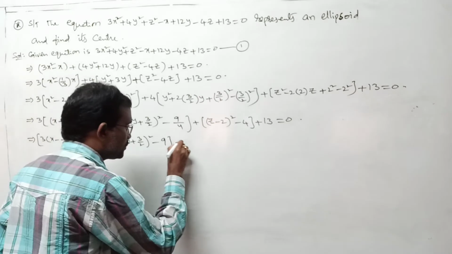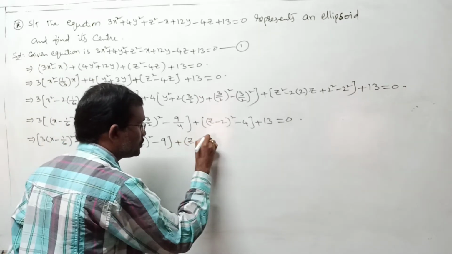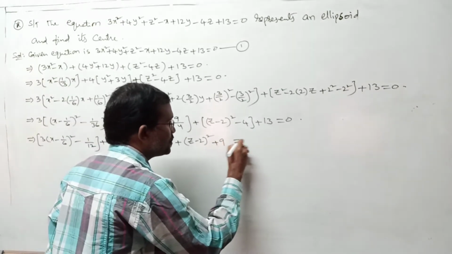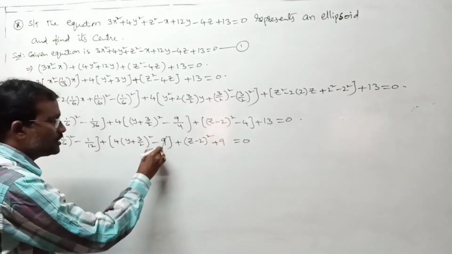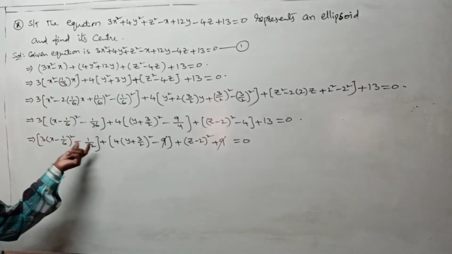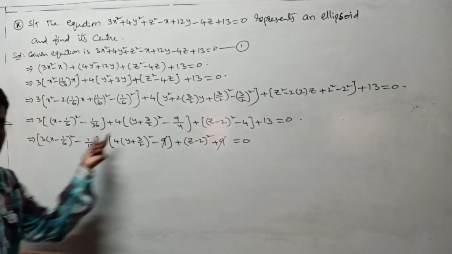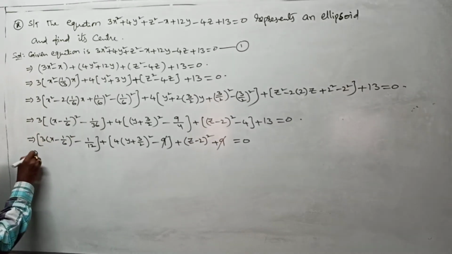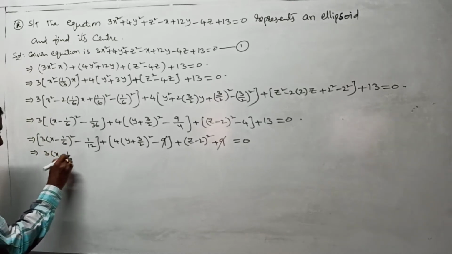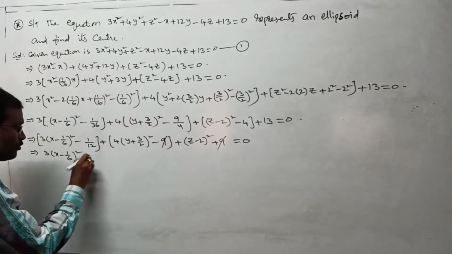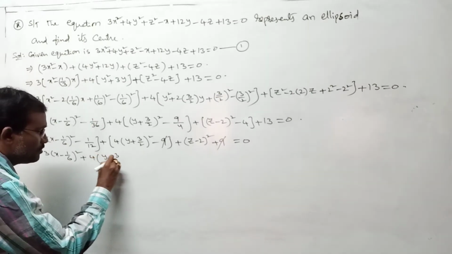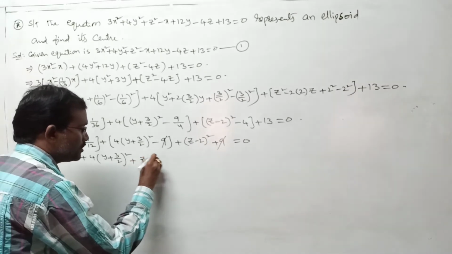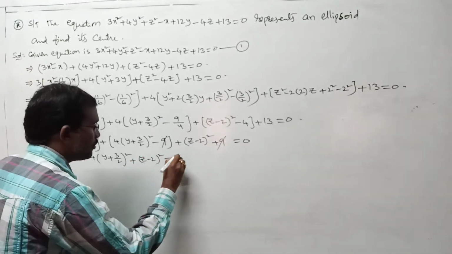Right? Plus this is (z minus 2) whole square. This minus 4 plus 13, what is it? Plus 9, or not? Is equal to 0. This minus 9 plus 9 gets cancelled. This is the only constant, minus 1 by 12. I want to take that one to the other side, it becomes plus 1 by 12. The remaining terms I am writing. This implies 3 into (x minus 1 by 6) whole square plus 4 into (y plus 3 by 2) whole square plus (z minus 2) whole square is equal to 1 by 12.